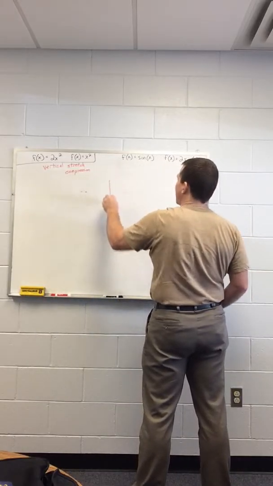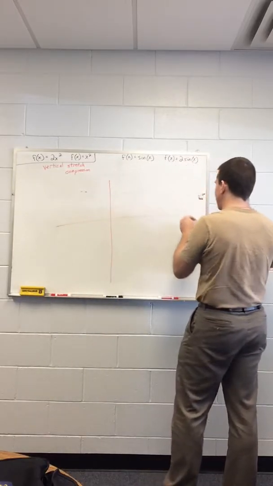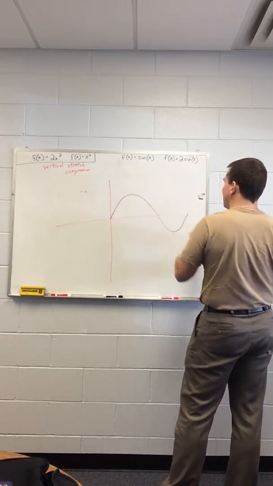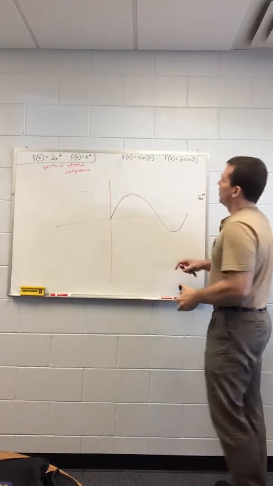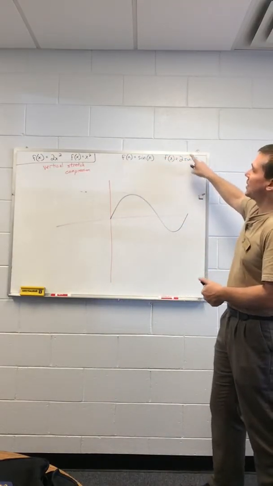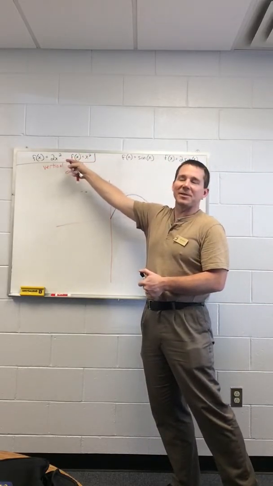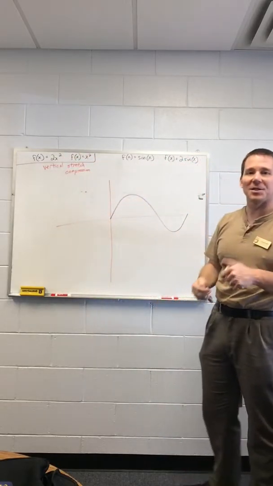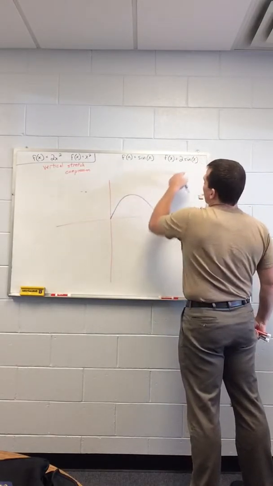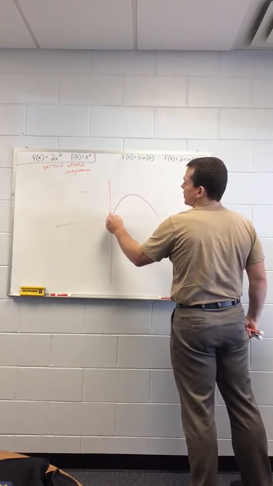Here, if we take f of x equals sine x, we know the basic graph. I'll just do one period of the wave. Well, if I take f of x equals 2 sine x, that's just multiplying this function by 2. It's a vertical stretch. As far as how it looks, well, at 0, I'm still going to get 0, because 2 times 0 is 0.